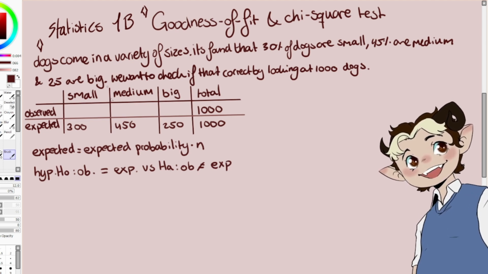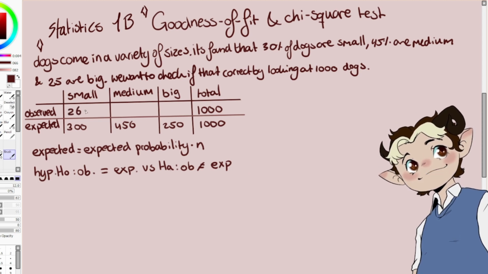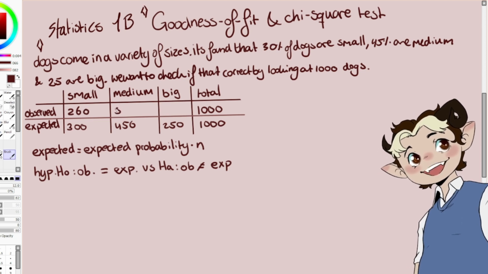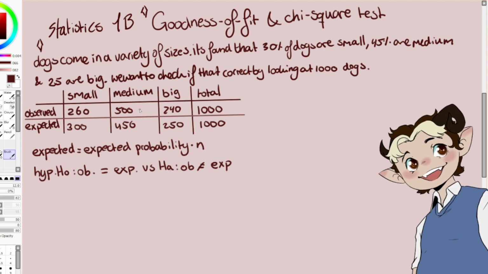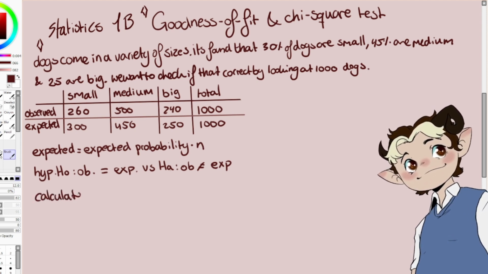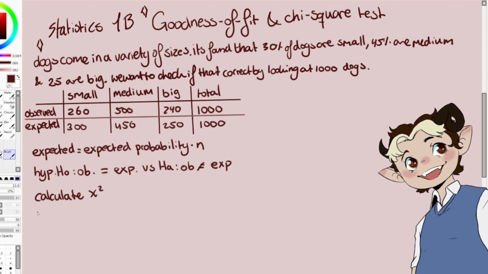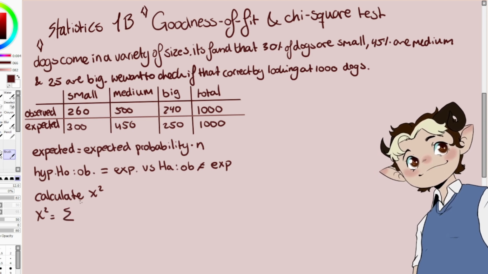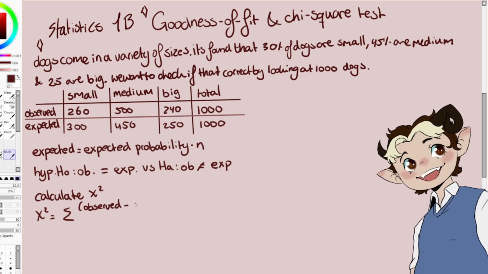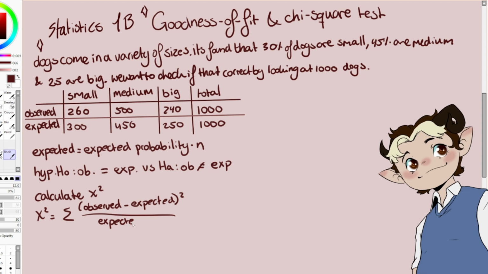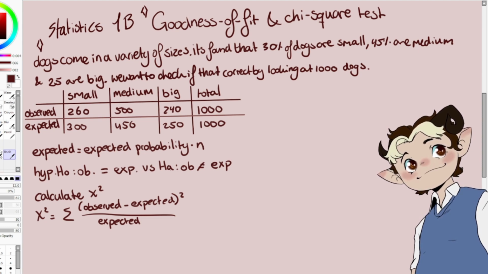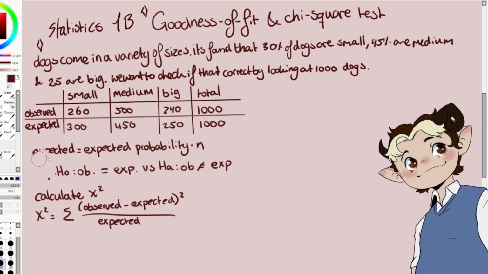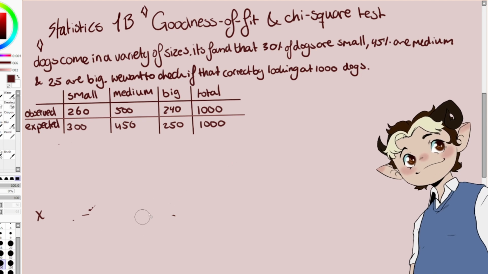So, let's see. We did our sample, and I'm going to give you the results that we found. We found 260 small dogs, 500 medium dogs, and 240 big dogs. Now let's calculate our chi-square. How do we do that? Well, the formula for chi-square is sigma observed minus expected, squared, divided by expected. And we add those up together, and that's how we get our chi-square.